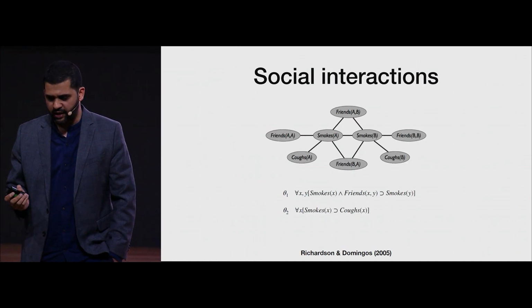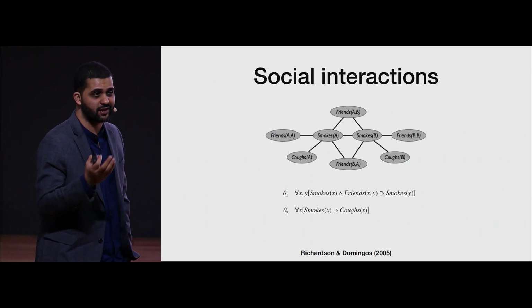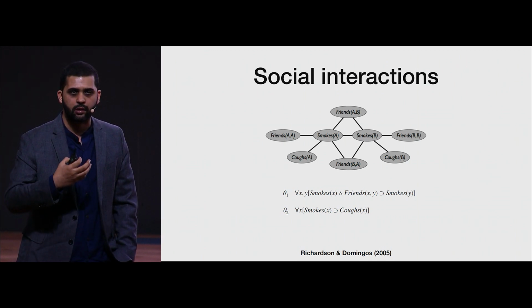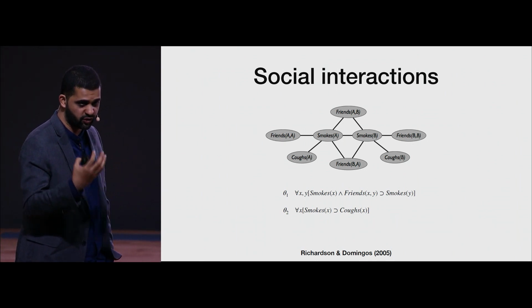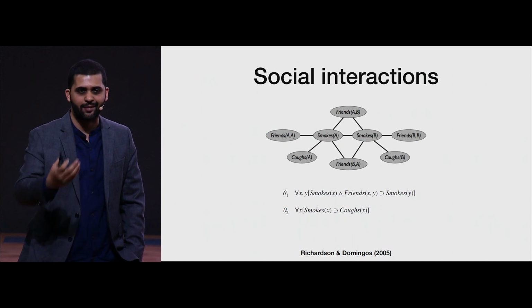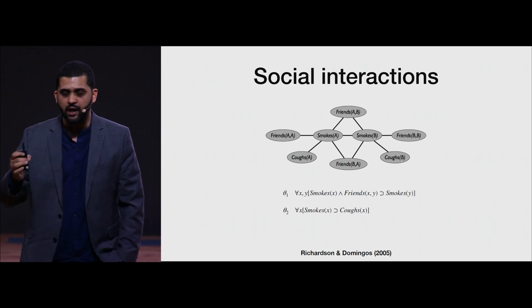Let's look at another example. This is essentially what is a Markov network. People also refer to this as a conditional random field. What this is saying is that smoking might be a social thing. So it's a social network for smoking. And it's basically saying that if somebody's a smoker and they're friends with somebody else, then that other person is also likely to be a smoker. Notice that this is not a hard fact. It's not the case that every smoker influences every other smoker, but there's a certain probability of this happening.